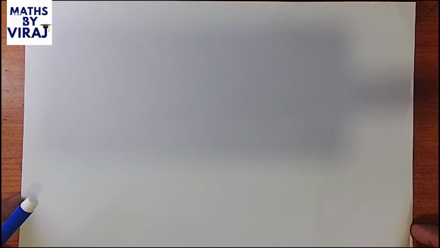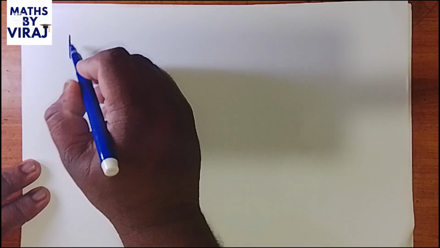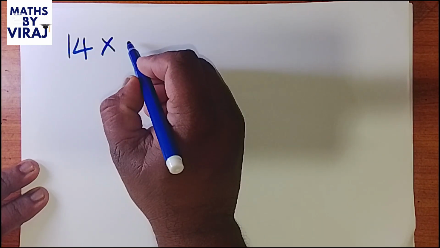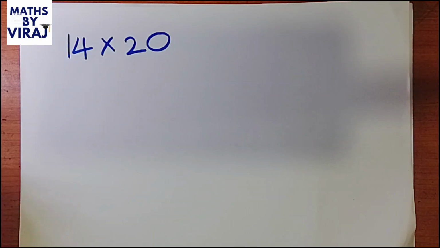I'm Maths by Viraj. Now, most of the time, small children in grade 4, 5, 6 find it difficult to multiply numbers that end with 0. Now, let's look at such an example. 14 multiplied by 20.